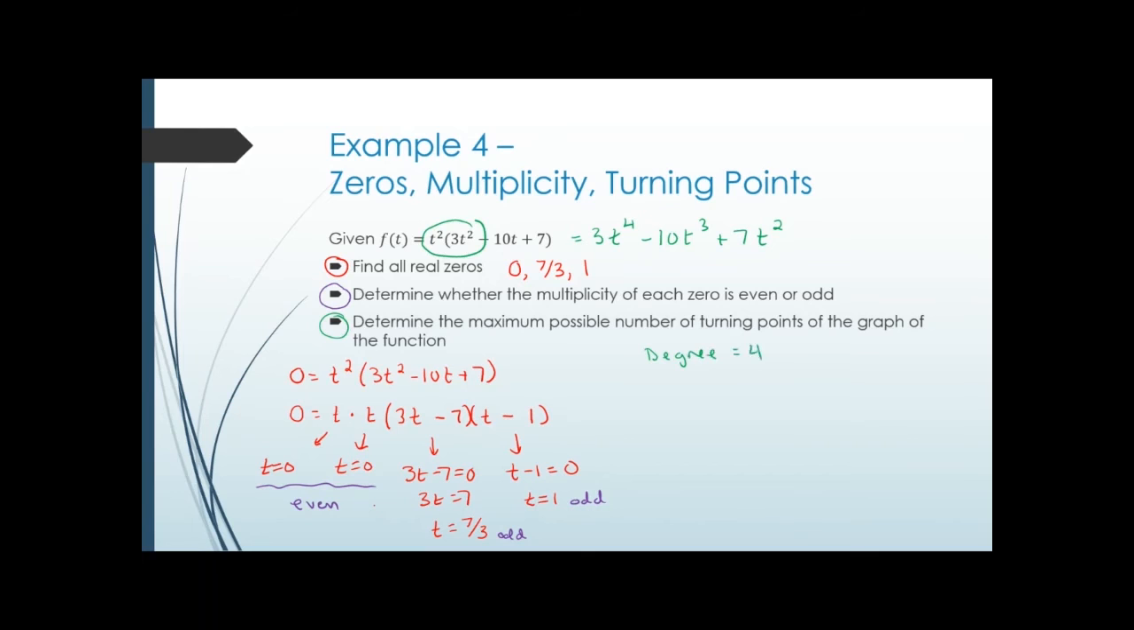When we solved, we got 4 numbers, but really only 3 zeros. So that's why we say the maximum number of zeros is equal to the degree, but you could have fewer than that. Then the maximum number of turning points is 1 less than that. So the maximum possible turning points is 3, because that's 1 less than the degree. So we should have 3 points where the curve changes direction.